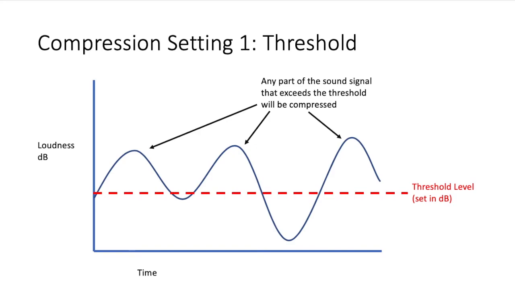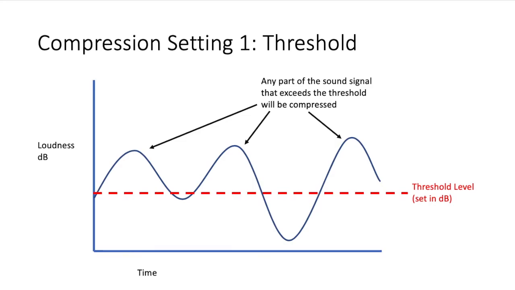What you can see is any part above the threshold is the part of the signal that is going to be compressed because it is too loud. You're telling the compressor, anything over this threshold is too loud, you need to compress it. Anything below the threshold is fine, don't mess with it.